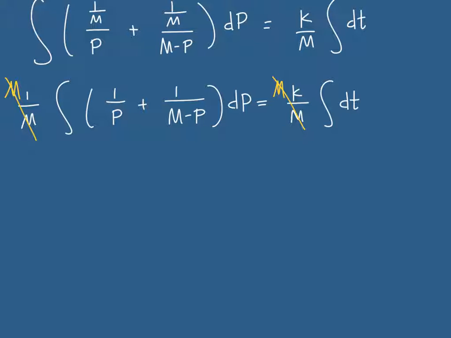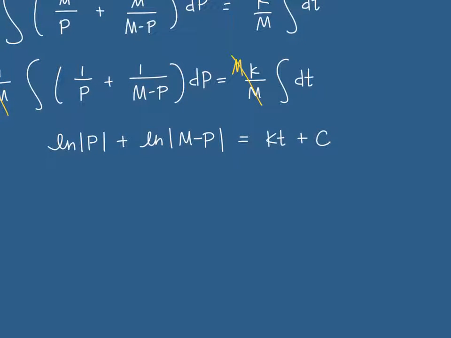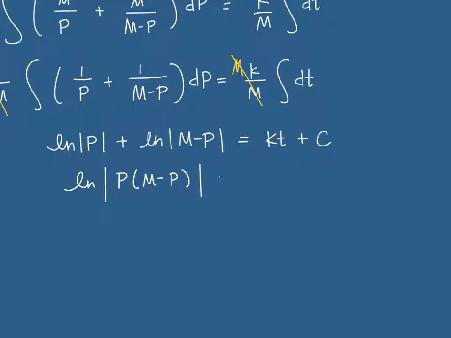So we have the natural log of the absolute value of p plus the natural log of the absolute value of m minus p equals kt plus c. This is a good time for us to find c. I could put these two together: the natural log of the absolute value of p times m minus p, put together with multiplication, equals kt plus c.